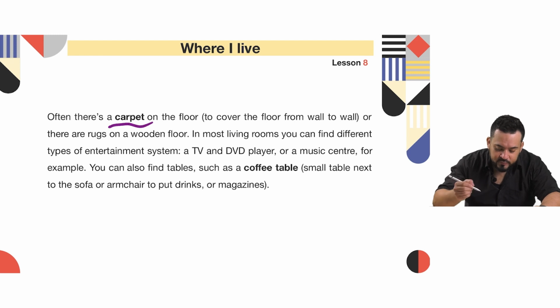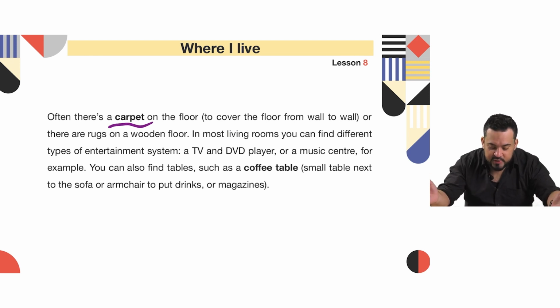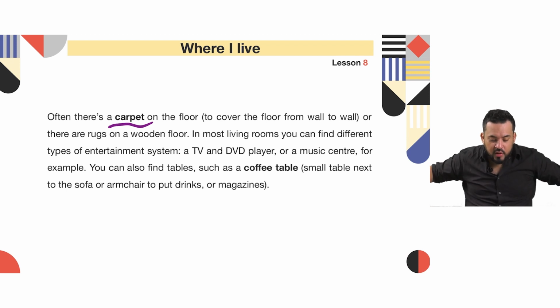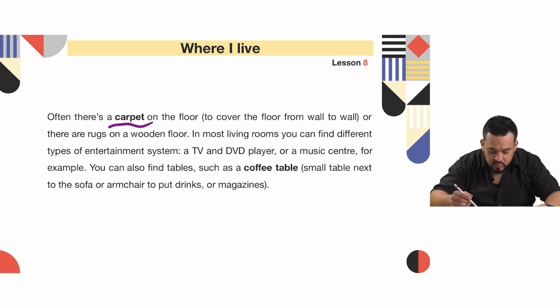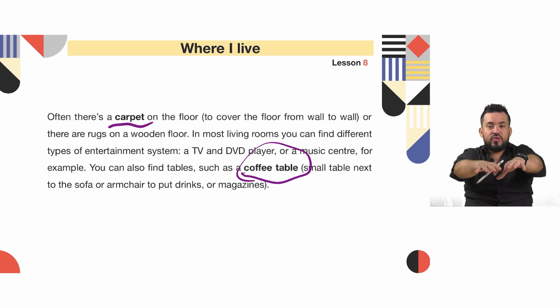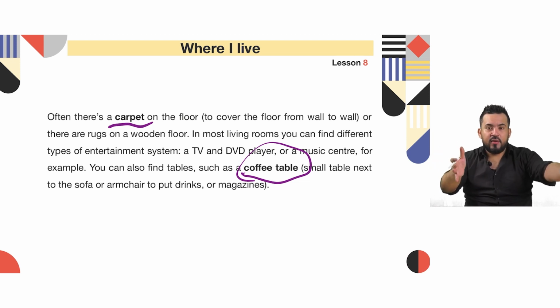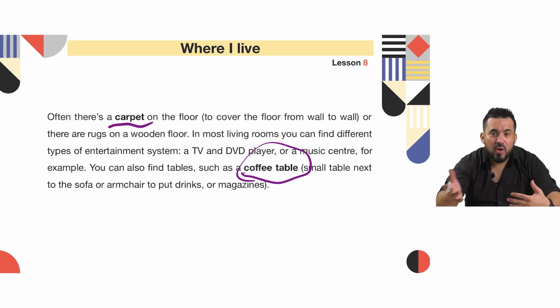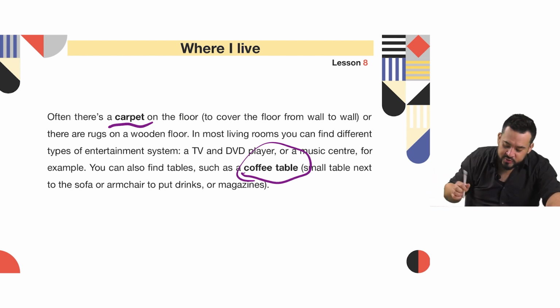A carpet. A carpet is to cover the floor from wall to wall. It's like a huge rug on a floor. Then you have a coffee table. A coffee table is essential in the living room. Normally you place it right in front of the couch or the sofa, and you put stuff on it, like your remotes or maybe some decorations.